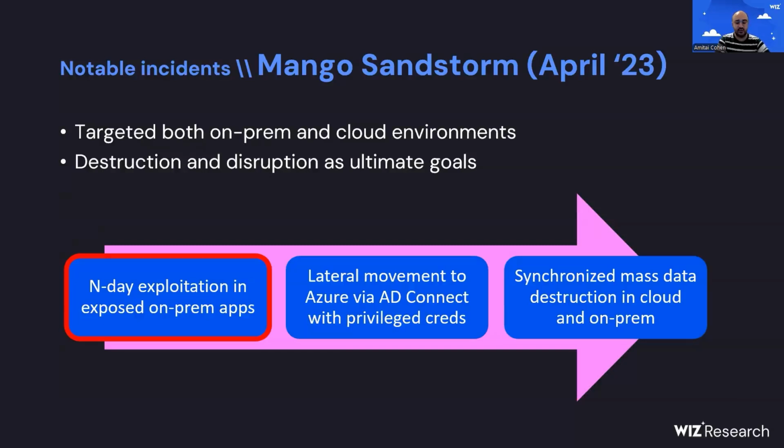The next thing they did was they abused AD Connect in Azure by stealing privileged creds from the on-prem environment. They moved laterally to the cloud. They gained access to everything in the cloud environment that they could. And then at their chosen moment, they destroyed data both on-prem and cloud in the targeted organization to reach the highest level of impact that they could.